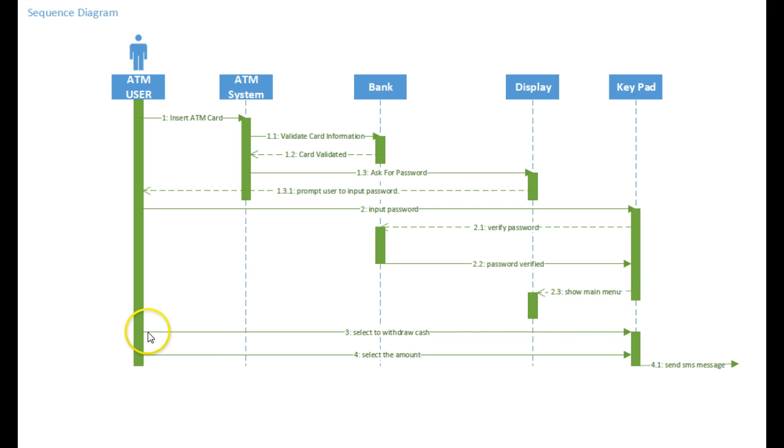Now there's a completely new response that occurs from the ATM user to select to withdraw cash. The user does that. Then apparently there's no information back. It's as if they need to do two things. They need to select to withdraw cash and then select the amount. So this is how this system works as it's been described.